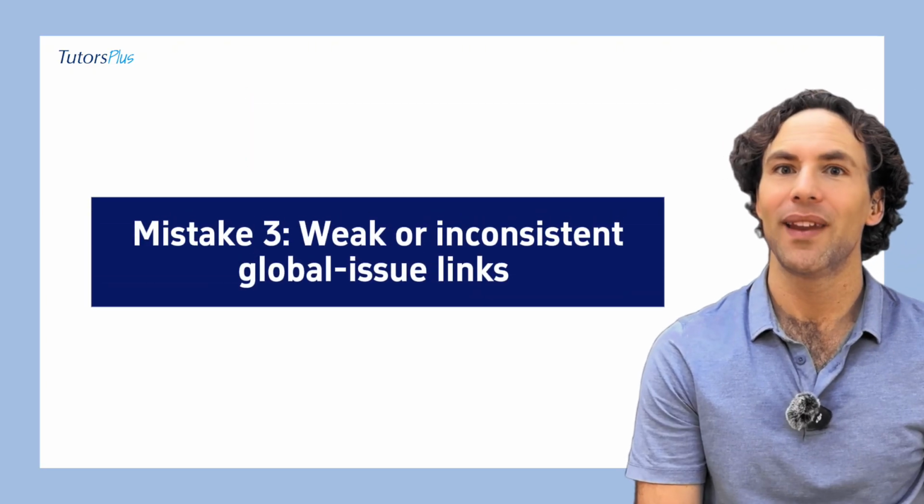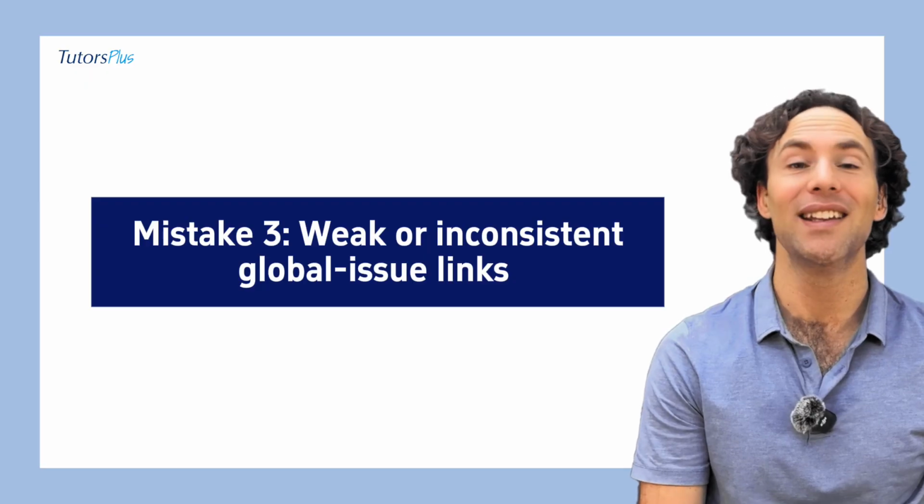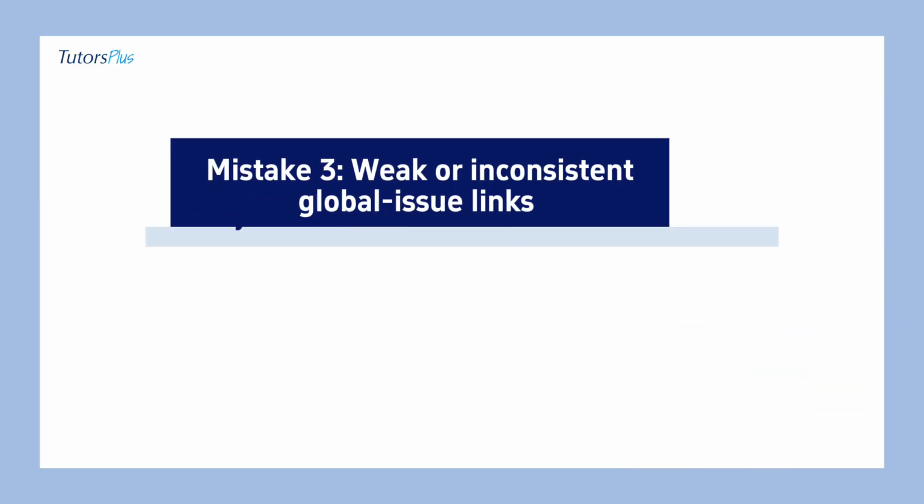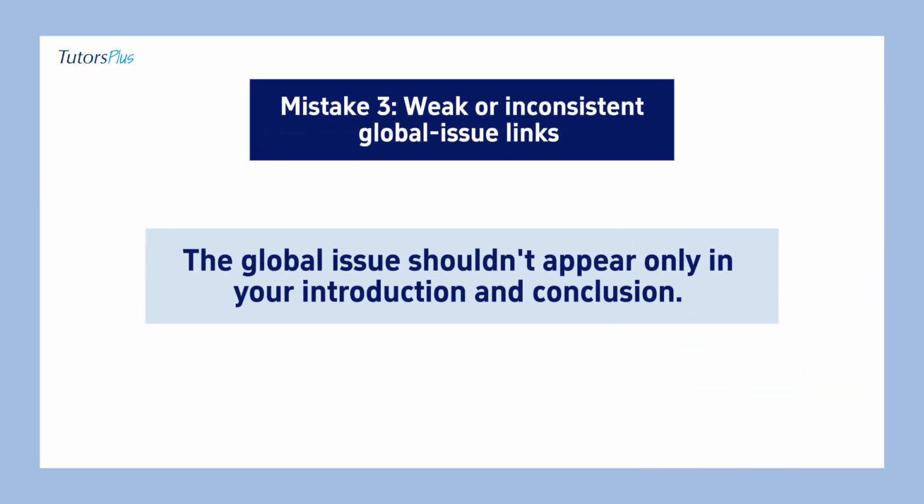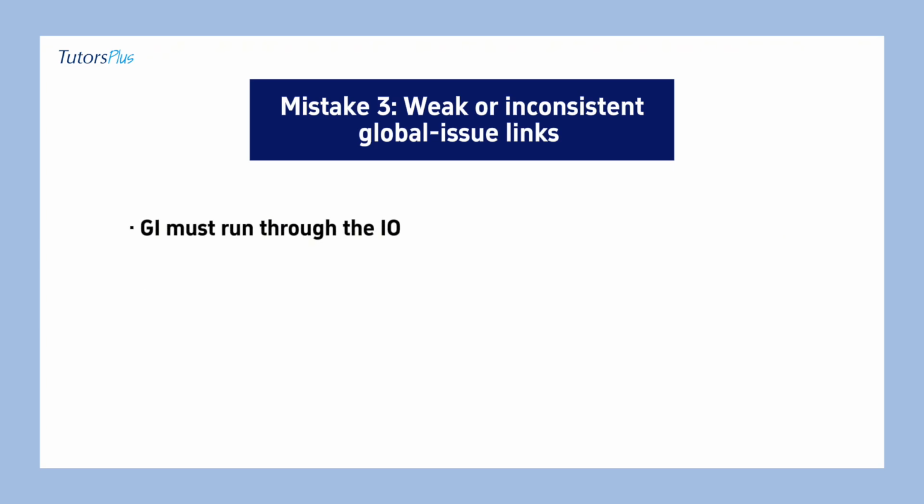Mistake 3 is weak or inconsistent global issue links. The global issue shouldn't appear only in the introduction or only in your conclusion. It should run through the entire IO like a spine. When the global issue disappears halfway through an analysis, examiners can't award the marks because Criterion A requires that link to be consistent and meaningful. It has to be that.